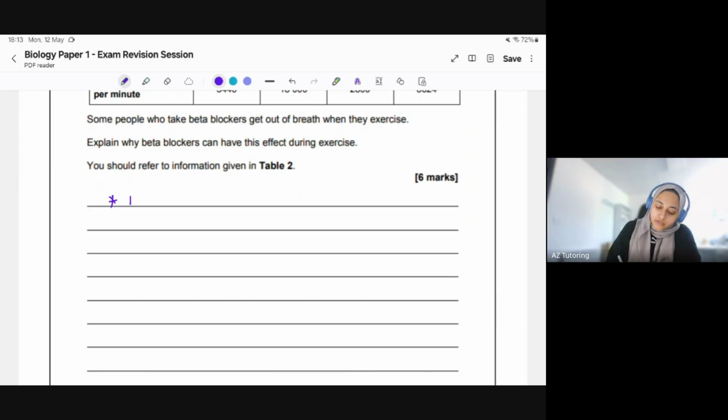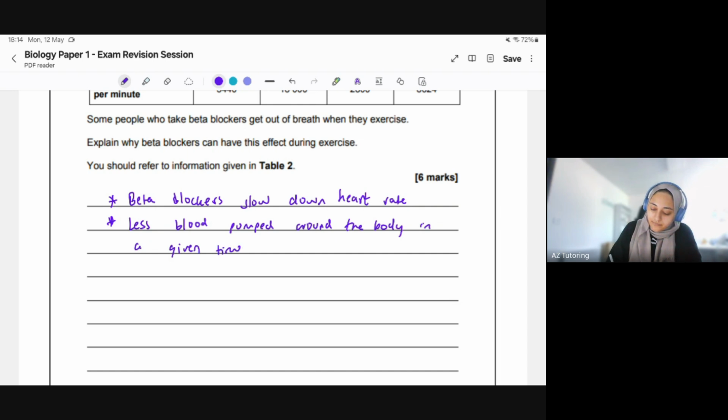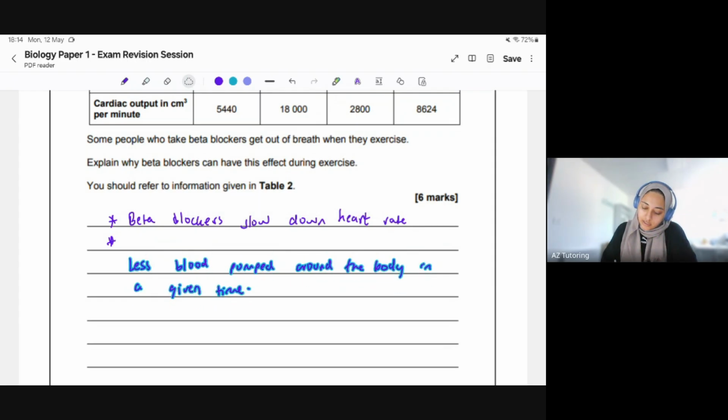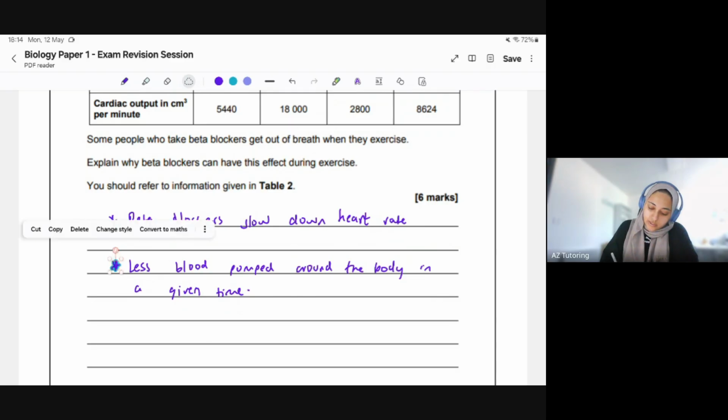I'm making. So you would say beta blockers slow down heart rate. So you would say less blood pumped around the body in a given time. At the same time, we should also refer to the table actually as well. So if I move this down, I could give a point for this one here. So I've said beta blockers slow down heart rate.